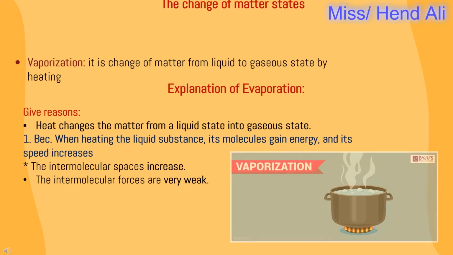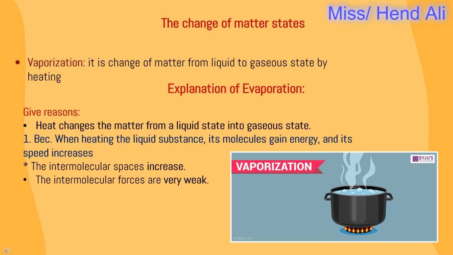Now let's talk about vaporization. Vaporization is the change of matter from liquid state into gaseous state by heating. How does this happen? Let's see. When you are asked to give reason: heat changes the matter from liquid state into gaseous state. Because on heating, the molecules of a matter gain energy, and their speed increases, and the intermolecular spaces increase, and the intermolecular forces become very weak.